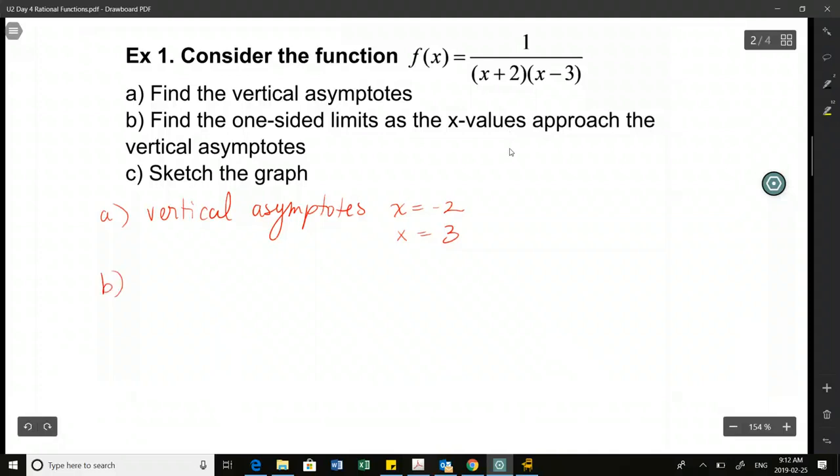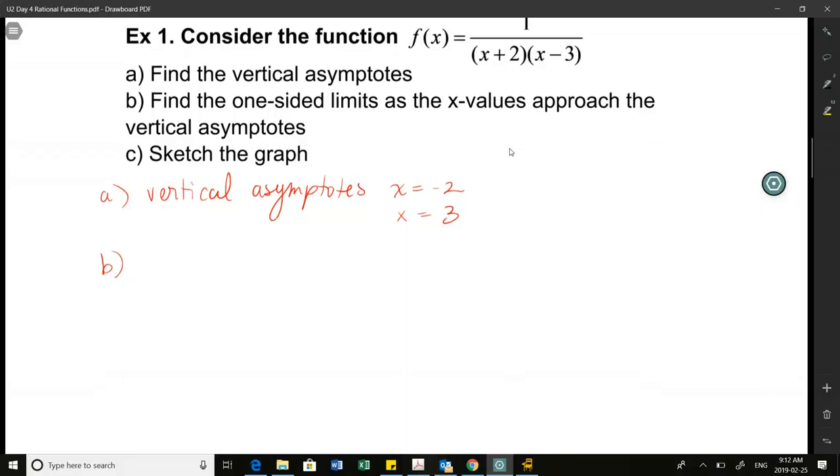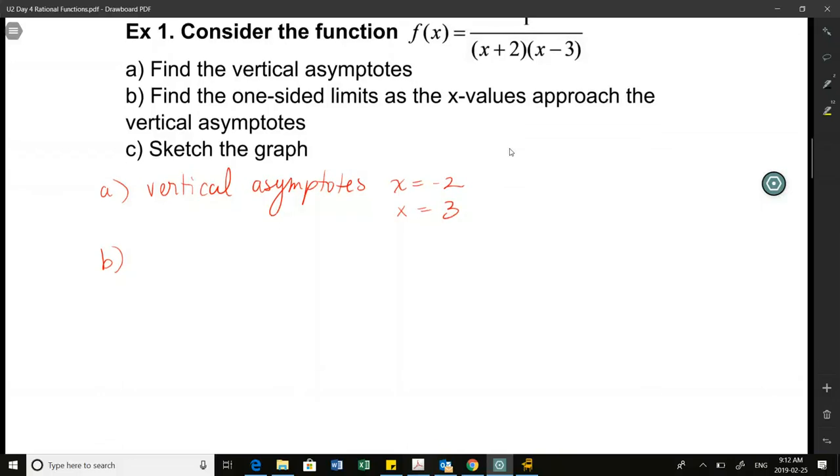Now what I want to do to test these in the original function is test some of the limits as we approach from the left and the right of each of these. So I'm going to do 4 tests because I have 2 asymptotes, 1 from each side. Okay, so let's start with -2. I want to test the limit as we approach -2 from the left for our function f of x. This can be a little bit hard to do because we can't just sub in, right? Because it's just going to give us a vertical asymptote.